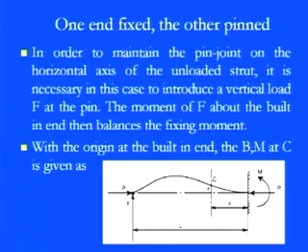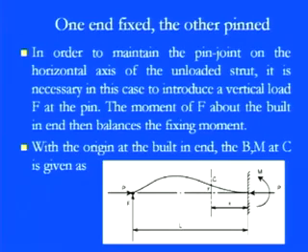In order to maintain the pin joint on the horizontal axis, like an unloaded strut, it is necessary, because with the pin joint an imbalance can happen. So we need to keep this unloaded strut in place. It is necessary in this case to introduce the vertical load F at the pin, since one end is fixed and one end is a pin joint. So definitely we have a different kind of case altogether here.